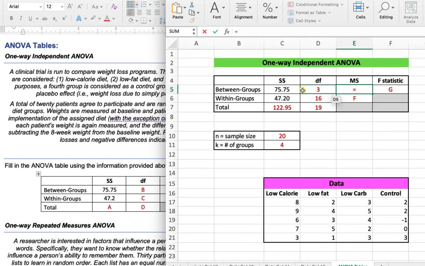Mean square is calculated by doing our sum of squares divided by degrees of freedom. We could easily copy this downwards. And then our F statistic is taken by the between mean square divided by the within mean square, and we get an F statistic of 8.56. Okay.